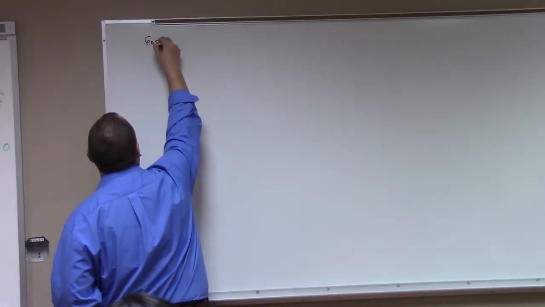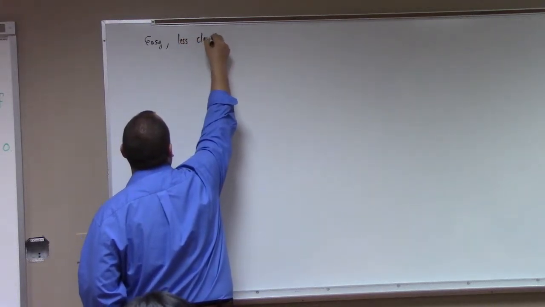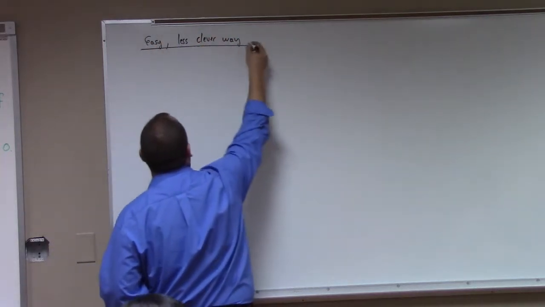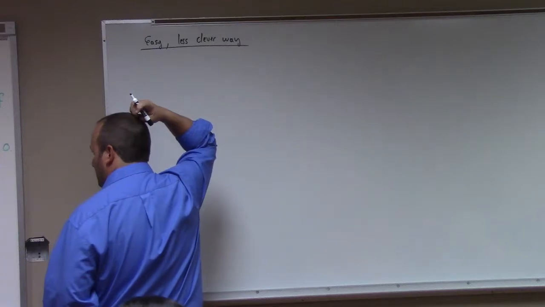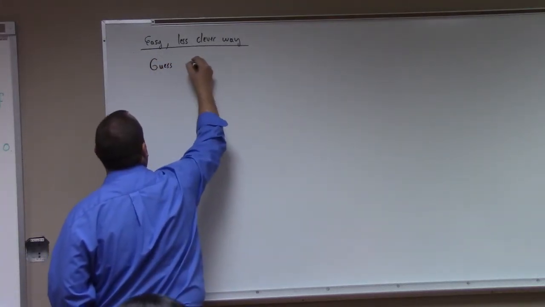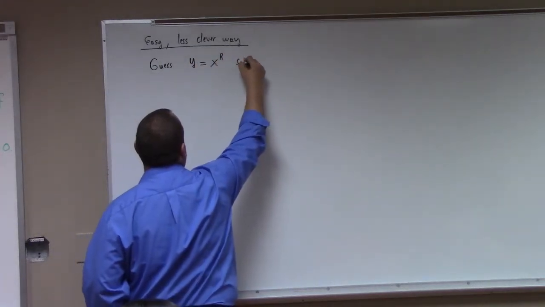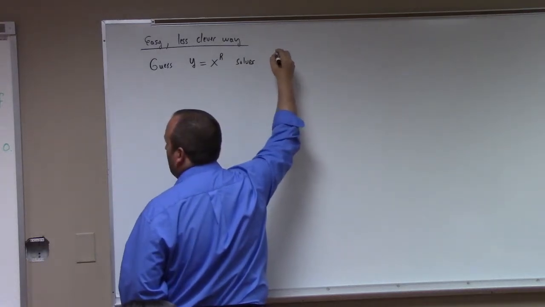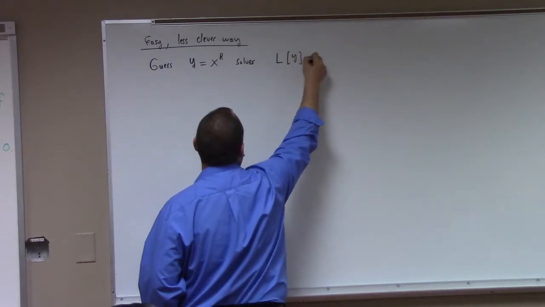Maybe easy is the wrong term, but maybe a less clever way. Usually I would say that the clever way is the easy way. Here, in some sense, I'd say that the easy way is not the most clever way, but it's a way. And that's just to guess that y equals x to the r solves this. And I need to give this thing a name. Let's say L of y equals 0.